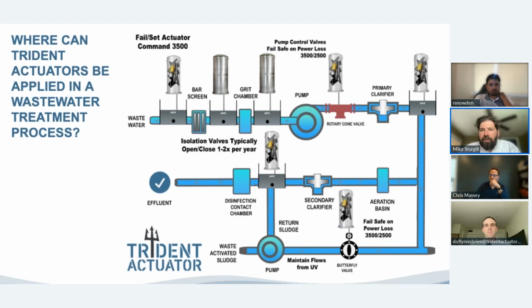And then you're looking at the pump control valves, which I told you is where we like to be. Here you have a fail safe, to protect that pump in the event of any type of failure or catastrophe. And throughout the rest of the process, going to the waste activated sludge and the return sludge, you can find our fail safe actuators that would react on power loss or on command. But throughout the process, the Trident actuator can be in all the different processes from influent all the way to the effluent side of wastewater treatment.